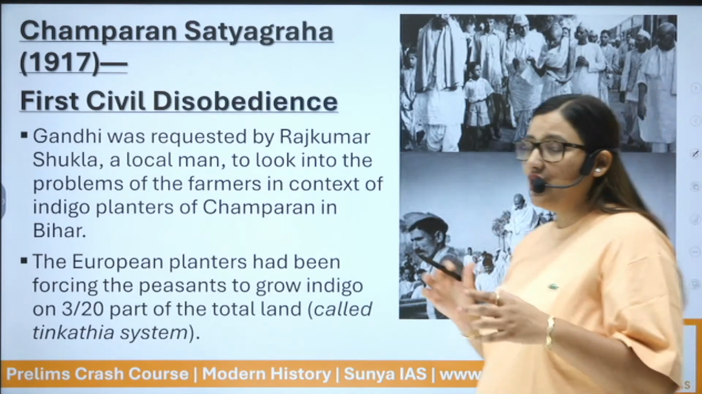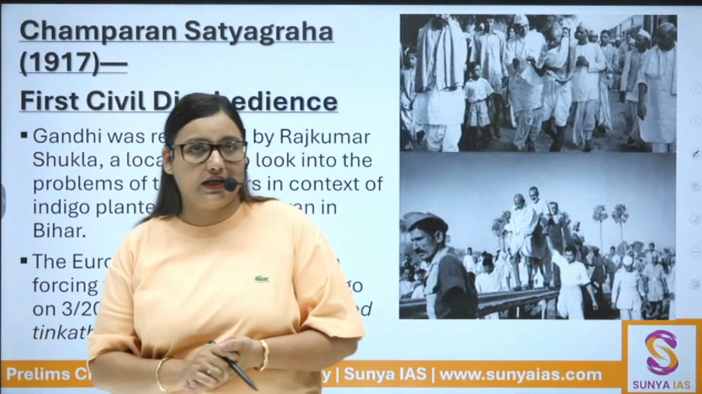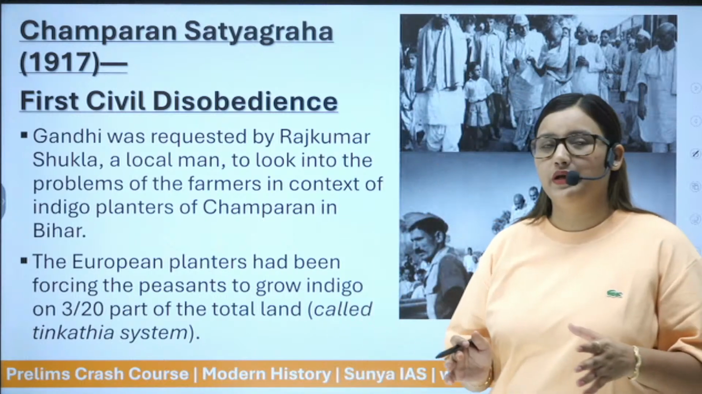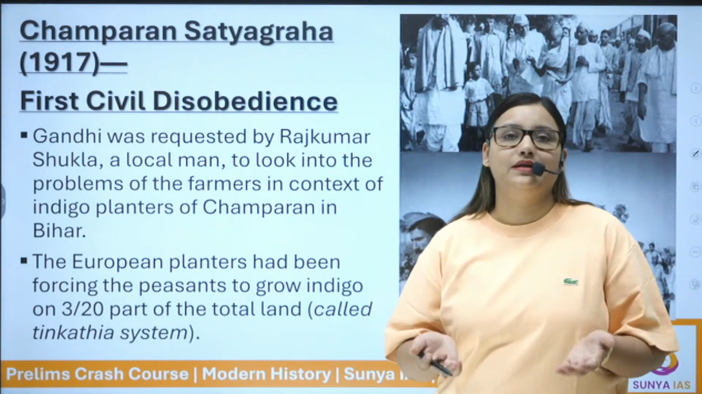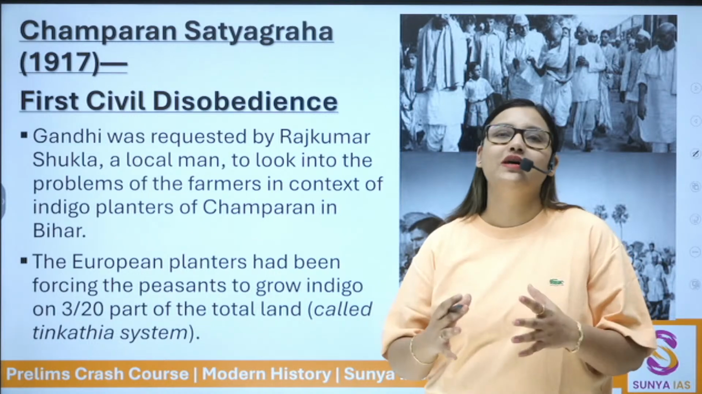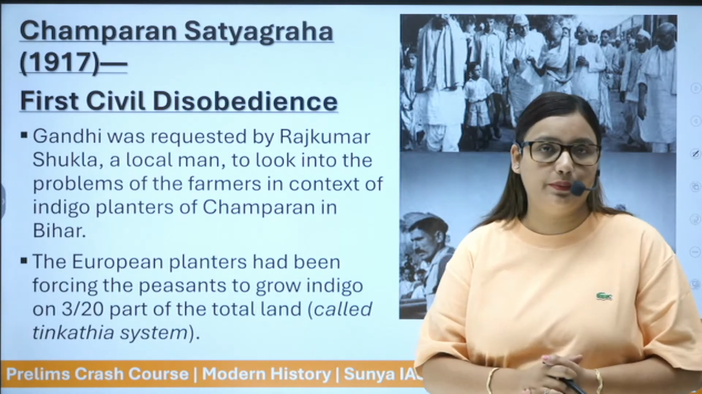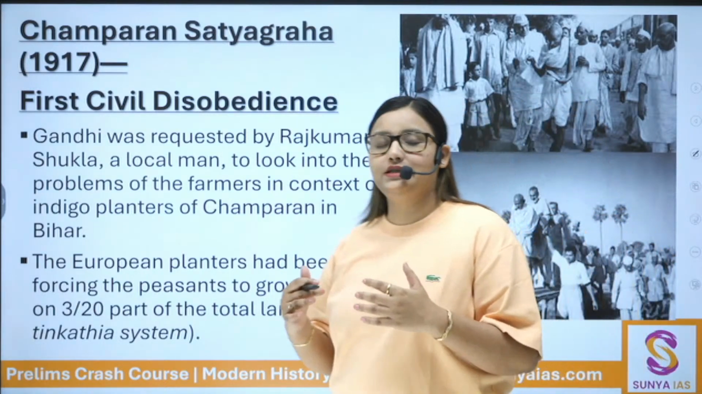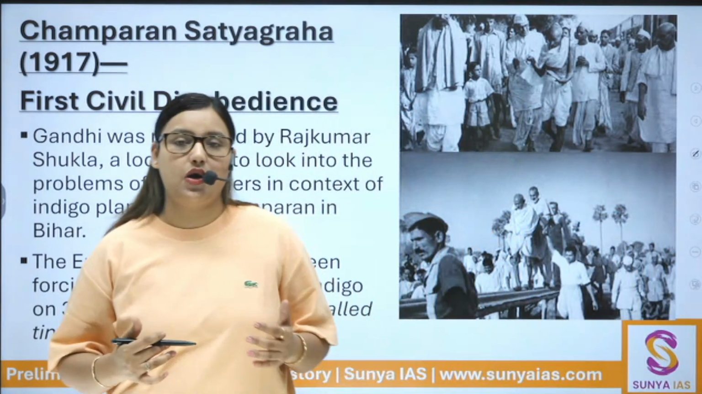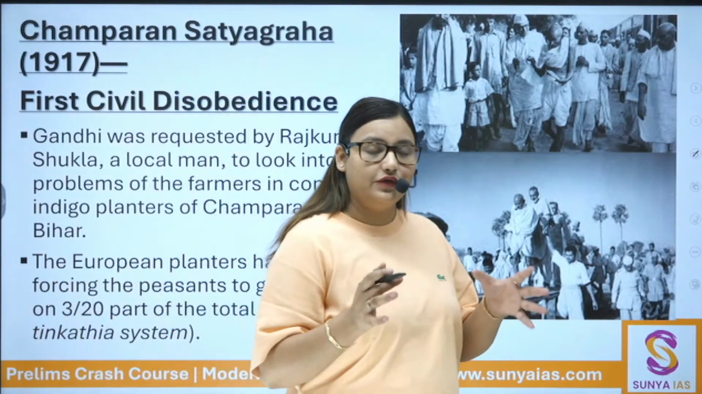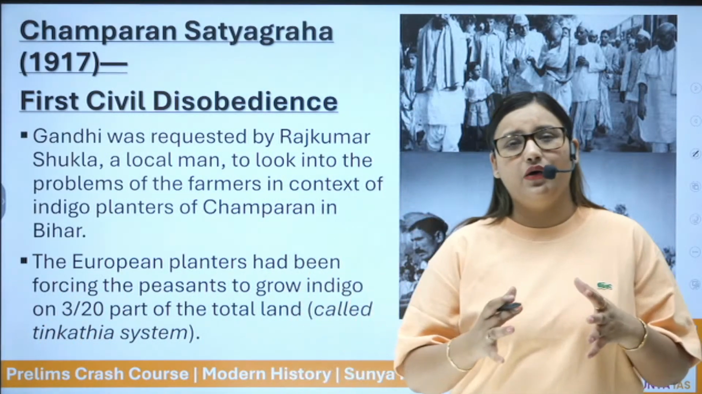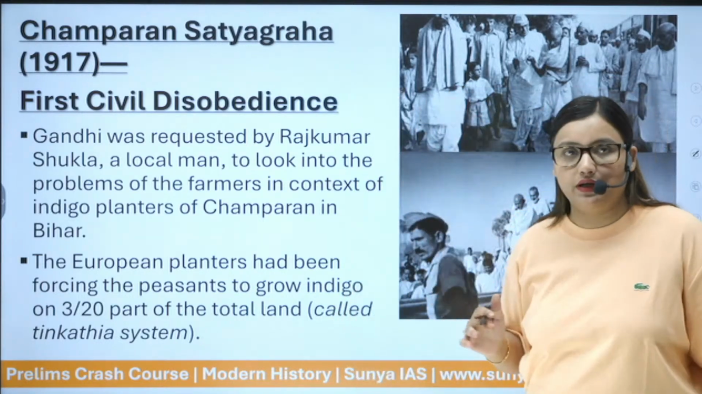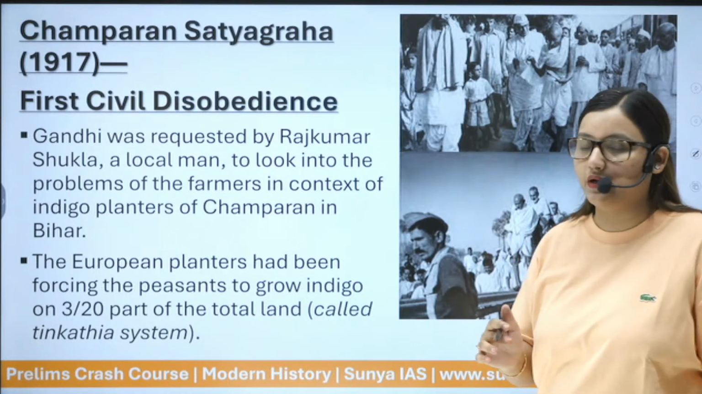Okay. If we talk about the Champaran Satyagraha, it was the first Satyagraha, the first civil disobedience movement in which Gandhiji participated, related to the farmers of Champaran in Bihar. Here you will see how Gandhiji applied his law and the education which he got in a very practical way. So in 1917, the journey starts from Champaran.